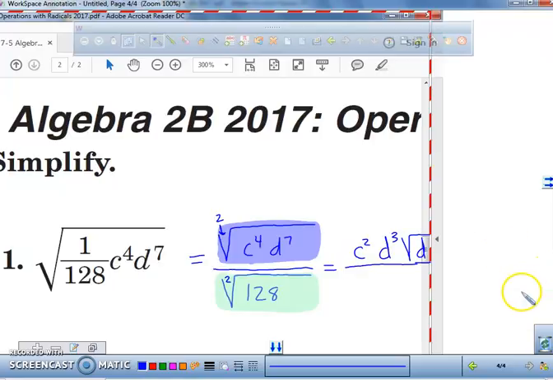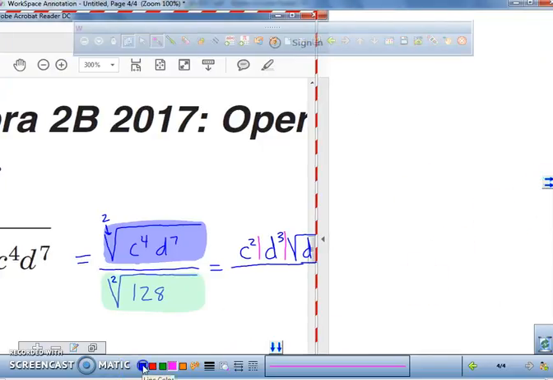Now, does anybody remember from yesterday when you have an even index and an odd exponent on a variable, what do we have to place on the outside of this variable? That's right, absolute value bars. So I'm going to put absolute value bars here. So in the numerator, here is what we have so far, completely simplified: c squared times the absolute value of d cubed times radical d. That's the numerator totally simplified.